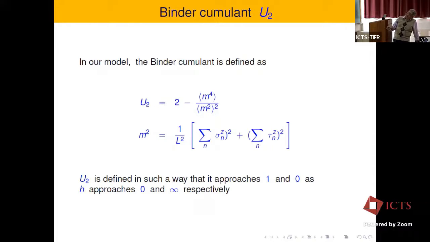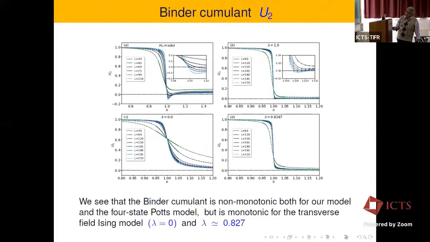Then you take the ground state expectation value of m to the 4 divided by the ground state expectation value of m squared, squared. The reason the Binder cumulant is defined in this particular way is that the coefficient 2 and the minus 1 are chosen so that on one end, deep in the ordered phase, h equals 1, this is 1, and on the other end, h equals infinity, this is 0. So it is defined in such a way that it goes from 1 to 0. Okay, so this is what we get. Let me show you the different things here. For our model, the 3-spin model, you see that the Binder cumulant goes from 1 to 0, but it's non-monotonic.